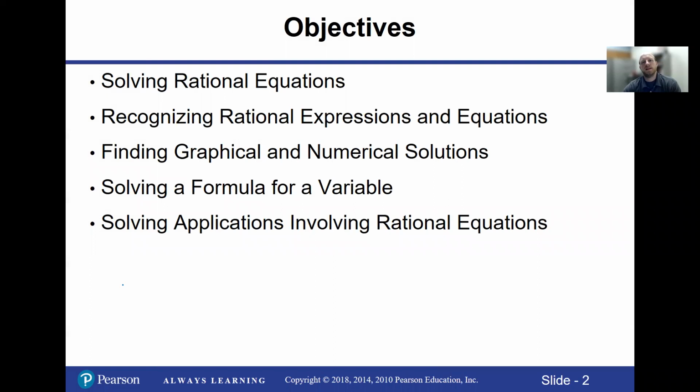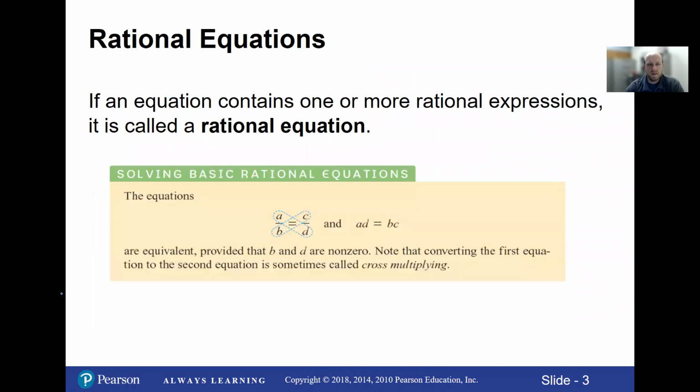So today our objectives are to solve rational equations, recognize rational expressions versus rational equations, and find graphical and numerical solutions. We're going to be using Desmos a little bit just to explain why a solution is a solution to these, and then solving a formula for a variable. We will not solve applications involving rational equations this time around. So let's go ahead and get into rational equations.